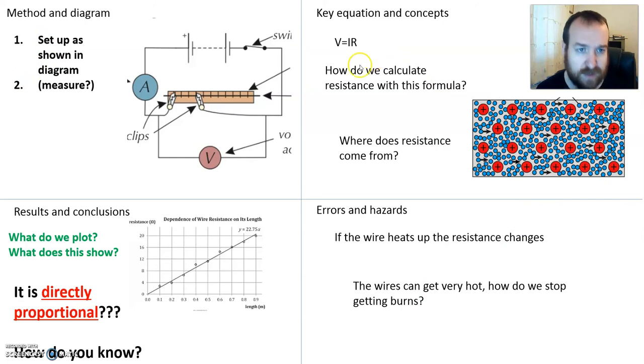So what is the equation we're using? Maybe you can write down the rearrangement. You can give an example of a calculation. You can talk about a diagram showing where that resistance comes from. So we've got our metal ions and the electrons here.